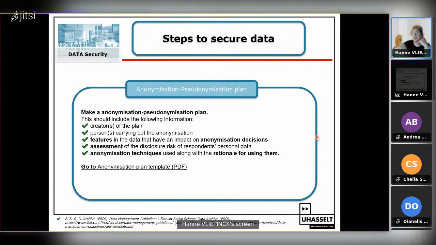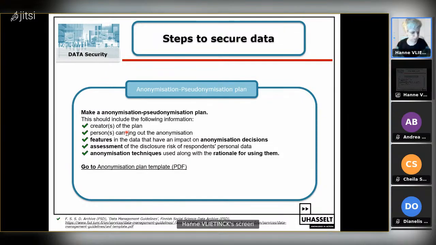A tool researchers can use is the Anonymization Pseudonymization plan. It's something I found from a Finnish institution, and I thought that was very useful. You can use it as an add-on to the data management plan.